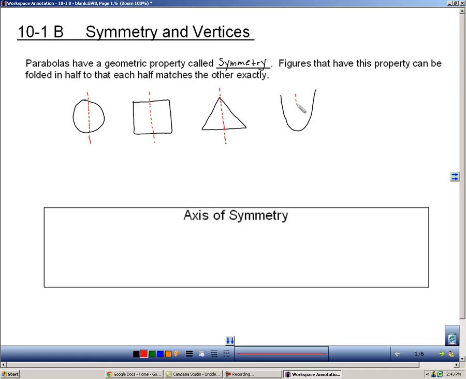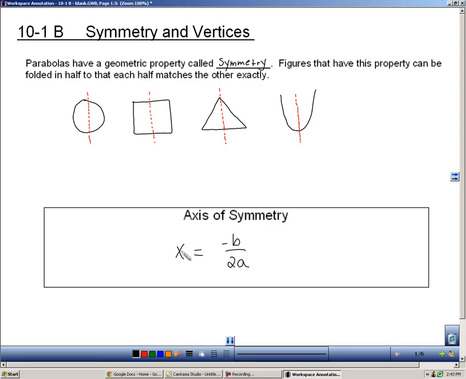There is a line that exists that you can put right down the middle so that the left side will match the right side as if it's looking in a mirror. That's what symmetry is. Now, there's a formula in algebra to find this axis of symmetry, is what it's called. X equals the opposite of b over 2a.